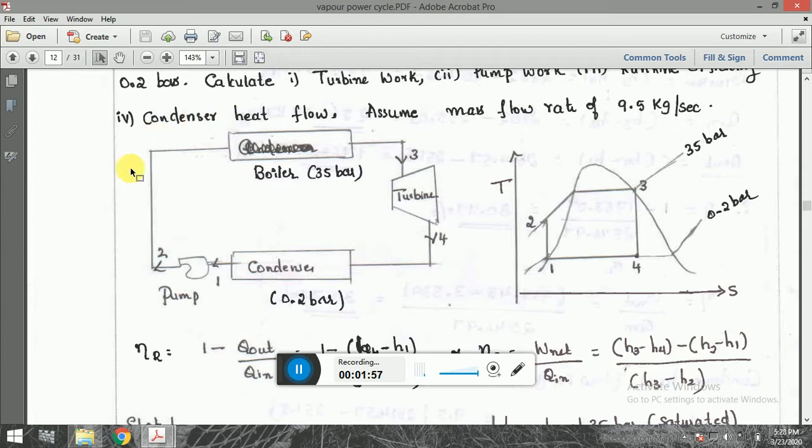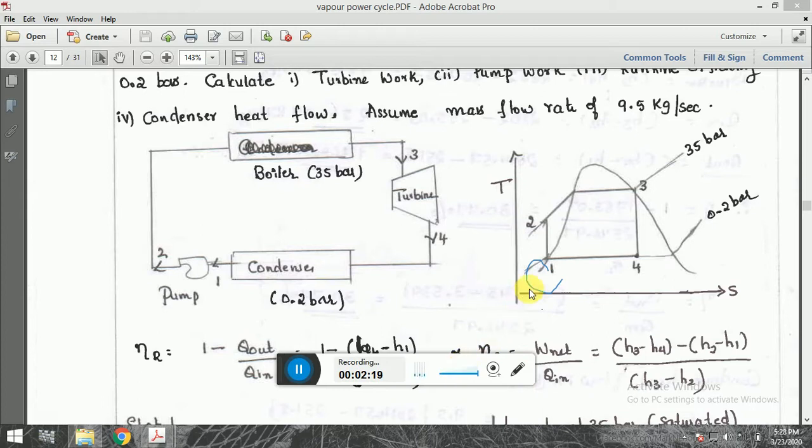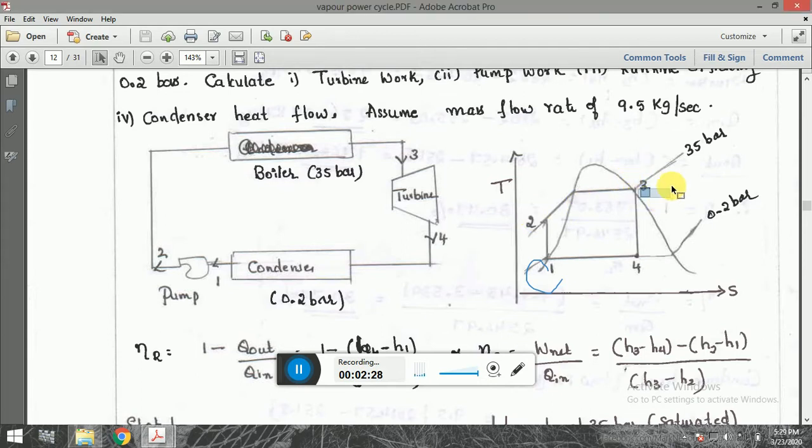So we can draw a basic layout of a Rankine cycle. A basic layout looks somewhat like this. This diagram will be almost the same for any basic simple Rankine cycle. We'll name the states 1, 2, 3 and 4. State 1 is the inlet of the pump, state 2 is the outlet of the pump, and 3 is the inlet of the steam.